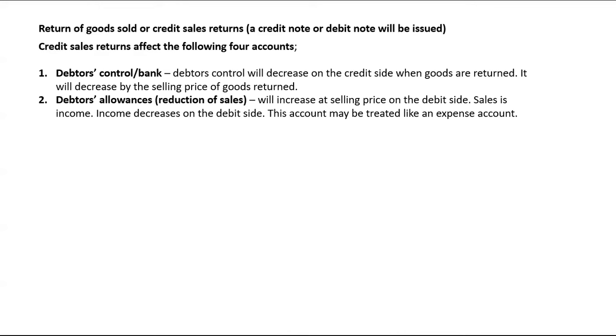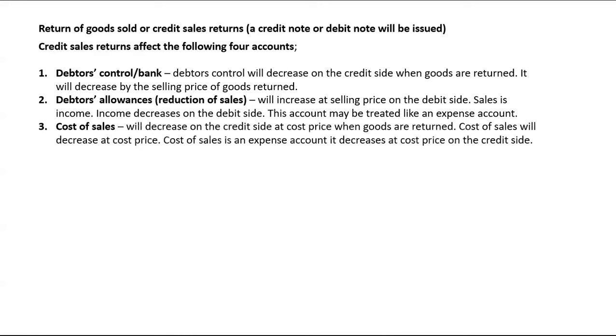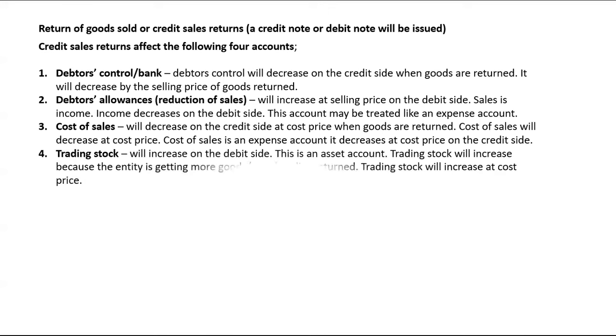Once you understand the concepts, it will be easy for you to answer any question. All right. Just like I've said, you treat it like an expense account or reduction of sales, and that's it. The other two accounts, remember, when you look at the general ledger in grade 10, I explained this as well, that cost of sales will decrease by the cost price of goods returned. It increases when we sell and it decreases by the cost price of goods when they are returned. And trading stock obviously will go up because those goods are returned. So we're having our goods back.